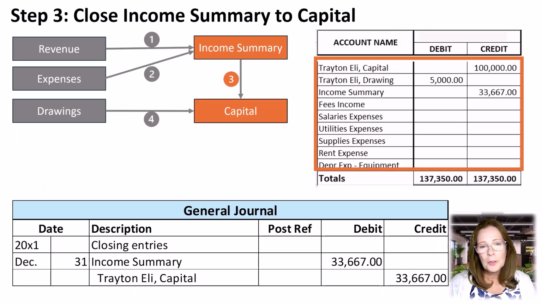For the third closing entry, we confirm that the income summary account matches the net income from the worksheet of $33,667, which it does. It's easy, though, to make a mistake, and this is just another checkpoint to say, hey, are you sure you closed all of the income statement accounts? In our case, since it matches, we can now transfer the income summary balance of $33,667 to the capital account. And we do that by debiting the income summary account for $33,667 and crediting Trayton Eli Capital.